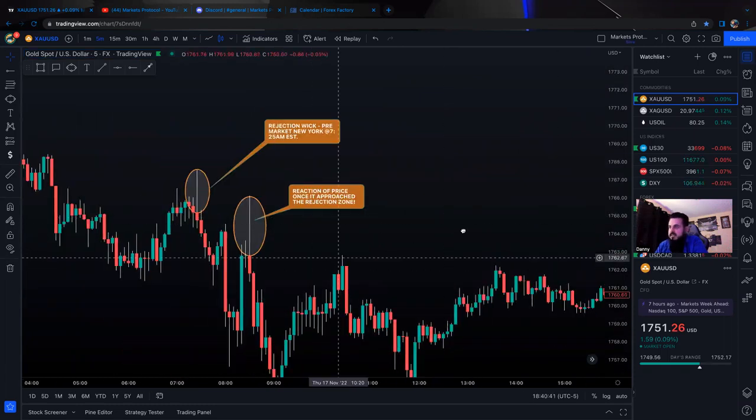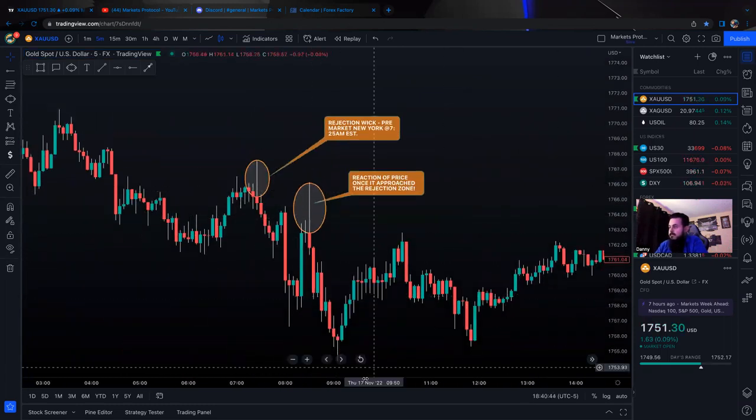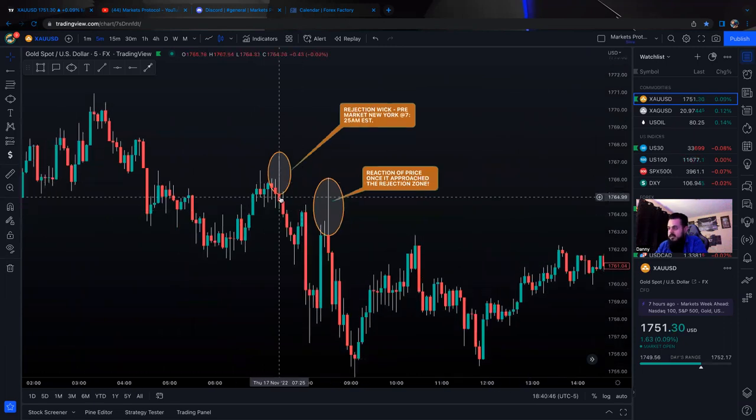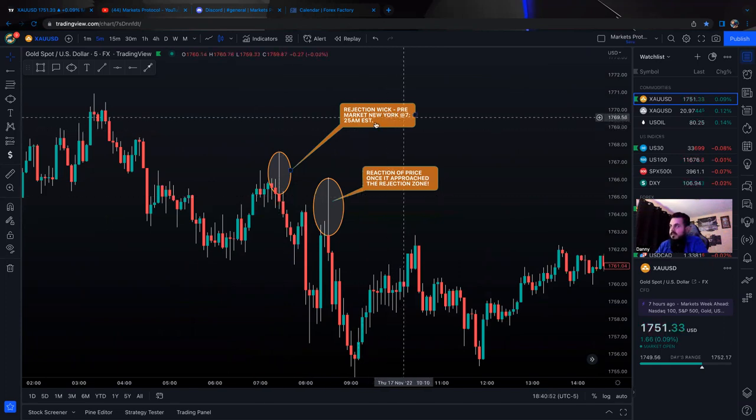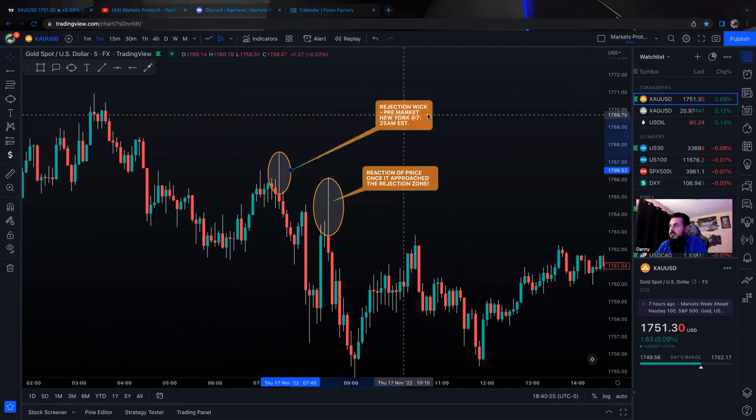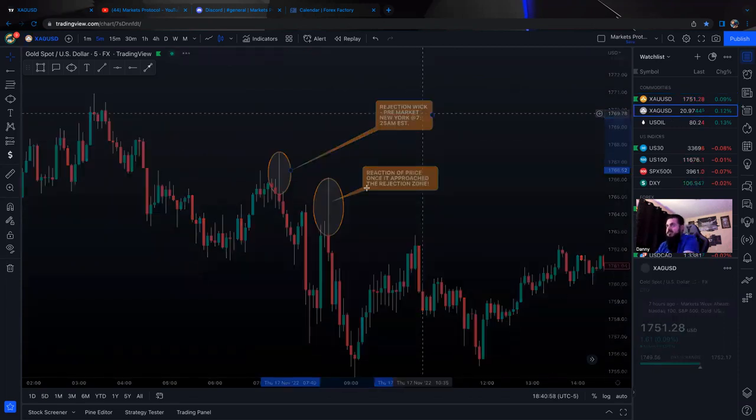Now, two examples are taken. Actually, one example is taken from the New York session here. So this is back on November 17th, Thursday, at around pre-market New York, as I have written over there, 7:25 a.m. Eastern Standard Time. So let's assess the structure here first.